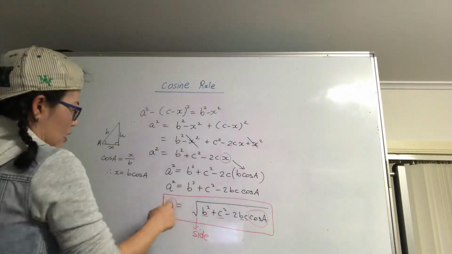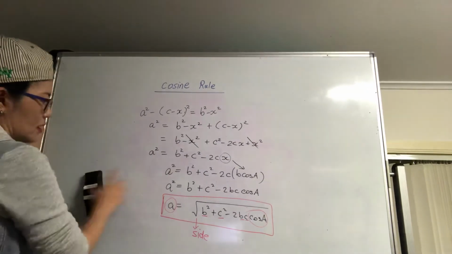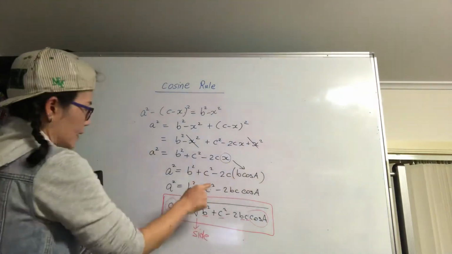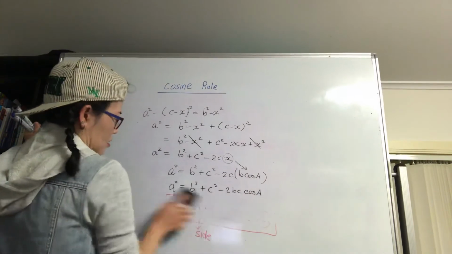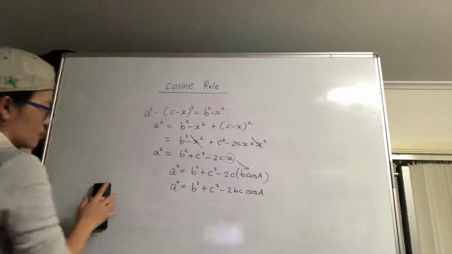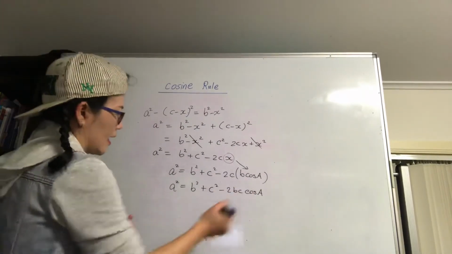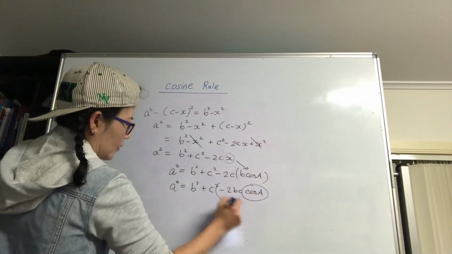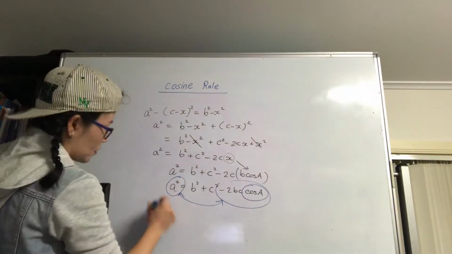Now, what if I want to find an angle? This is finding a side, guys. What about finding an angle? From here, I need to make cos A my subject. So what I'm going to do is move this whole thing and swap. Why? I want that subject to be on my left hand side.